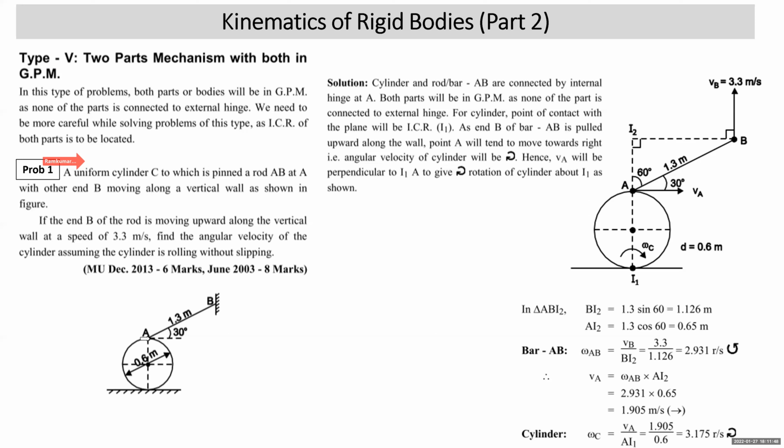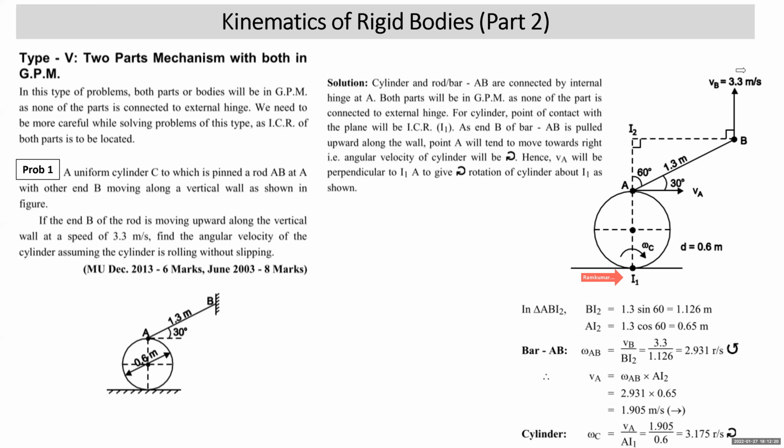If the cylinder is rolling without slip, its point of contact with the plane is taken as the ICR. The two parts, bar AB and the cylinder, are both in GPM. They are connected together at A by an internal hinge. None of the parts is connected to an external hinge, so both will be in GPM. Now we have drawn the line. This is your cylinder. For the cylinder, this point of contact with the plane is the ICR, which we call I1. Bar AB is also in general plane motion.